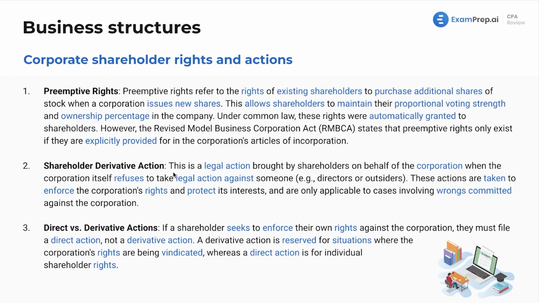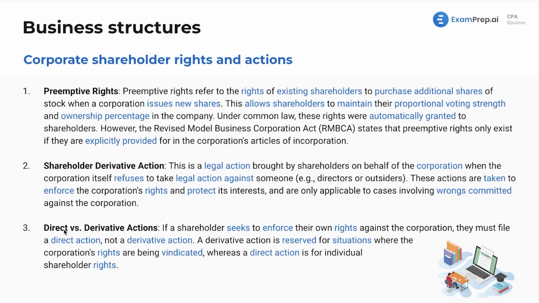Shareholder derivative action. This is a legal action brought by shareholders on behalf of the corporation when the corporation itself refuses to take legal action against someone, so for example, directors or outsiders, so insiders or outsiders of the company. These actions are taken to enforce the corporation's rights and protect its interests and are only applicable to cases involving wrongs committed against the corporation.